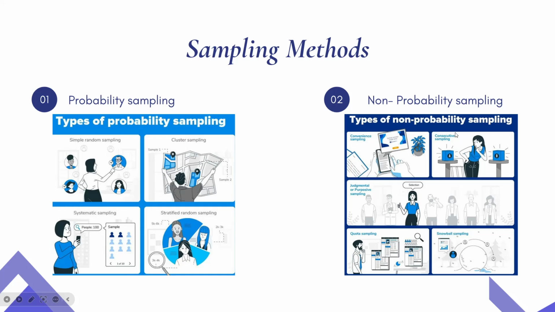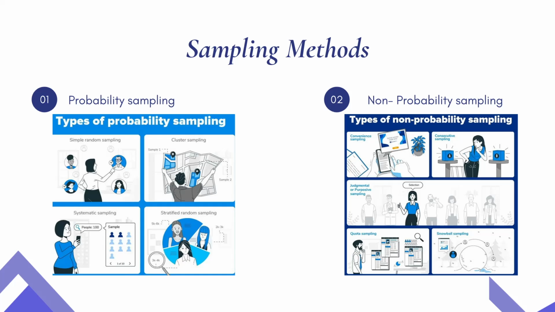The next one is non-probability sampling. The researcher randomly chooses the members for research. This sampling method is not a fixed or predetermined selection process. This makes it difficult for all the population to have equal opportunity to be included in the sample. There are five types of non-probability sampling.